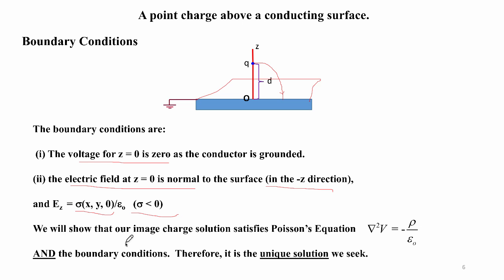We will then show that our image charge solution satisfies Poisson's equation. And the reason we're going to use Poisson's equation is because there's a charge in the space that we're interested in. And Poisson's equation is familiar to you. So we satisfy this equation and the boundary conditions. If those two are satisfied, we then have a unique solution. And that's the one, of course, that we seek.